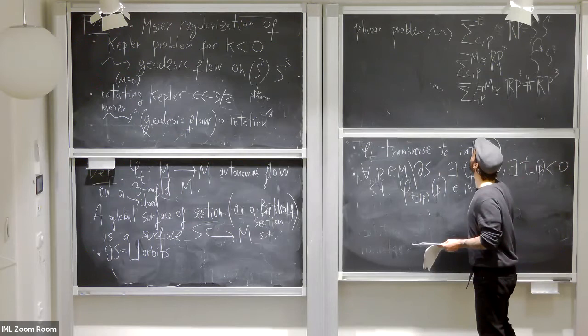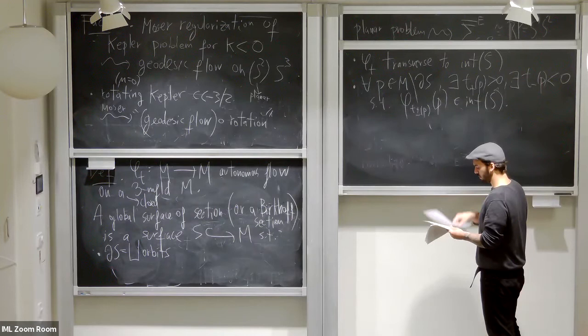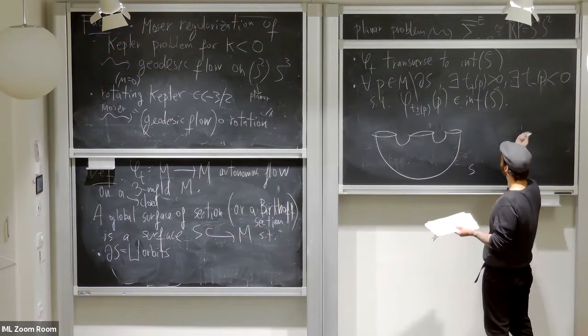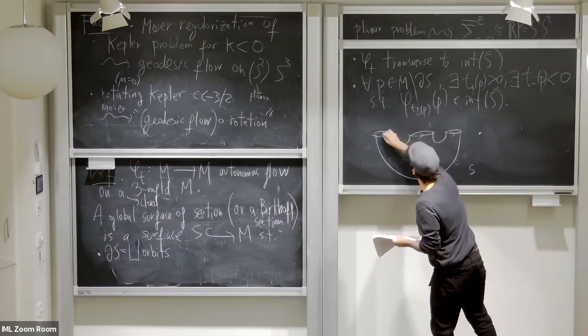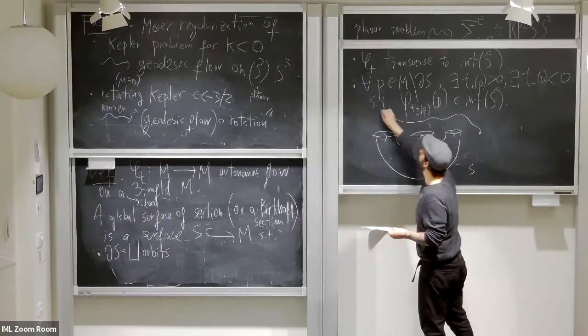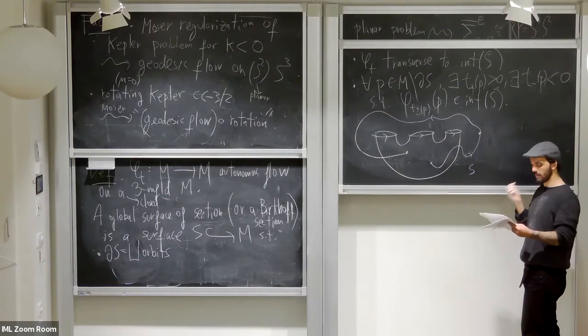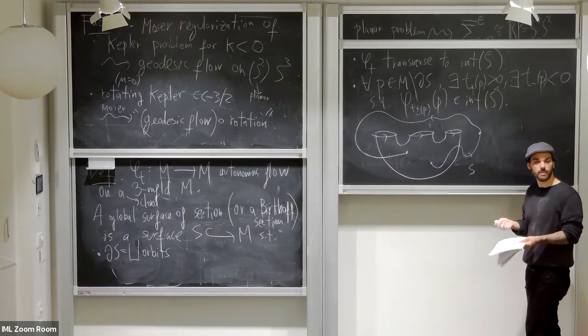So the picture is, I have my surface S inside my three manifold. I take any point which is not in the boundary, which is a bunch of orbits. Then I hit it with the flow and it does whatever it does, and at some point it hits the interior. I flow towards the future and also in the past. So this situation gives me what's called the first return map, the Poincaré first return map.